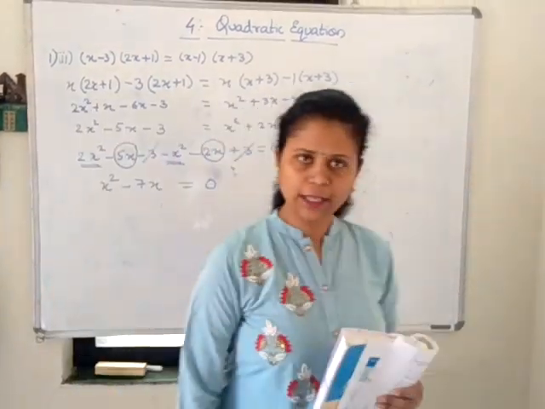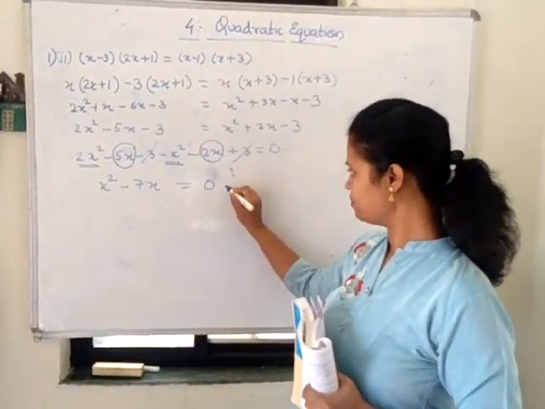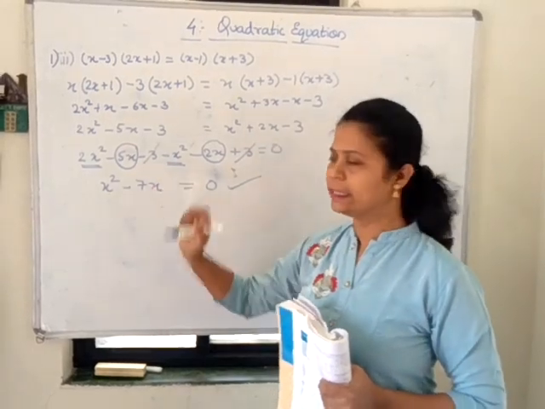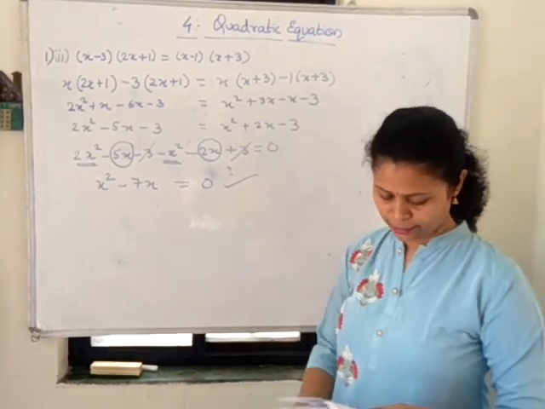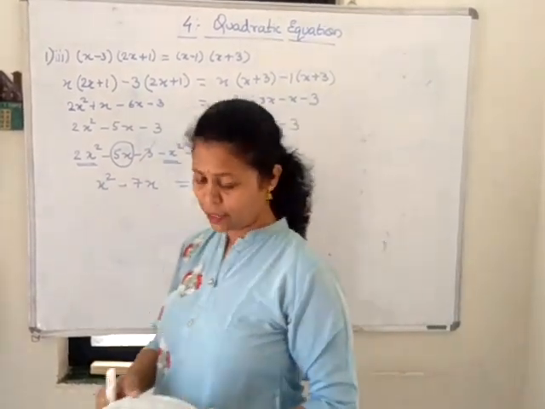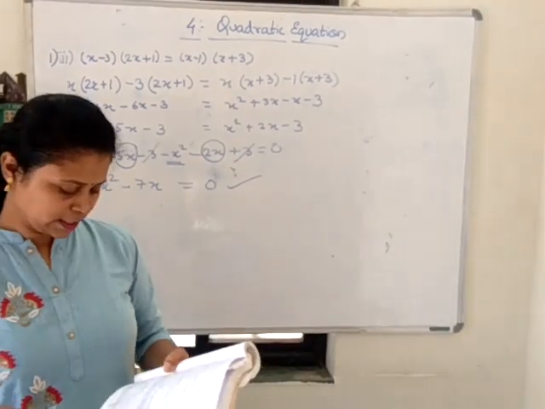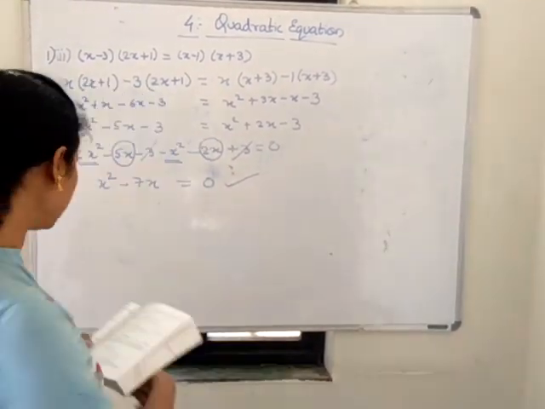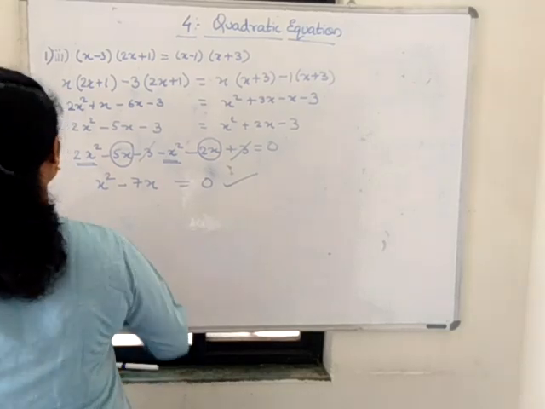Is this a quadratic equation, children? Yes, it is, because the highest degree is x square. Okay, so there is one cube expansion. Let us take the cube expansion, that is the 7th sum.